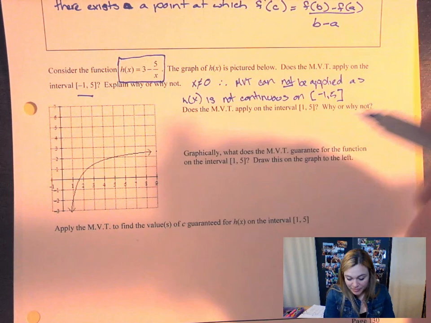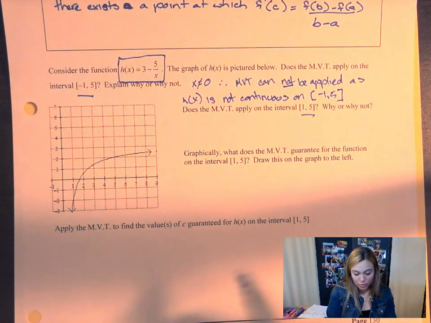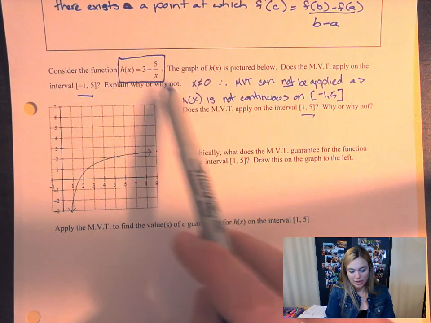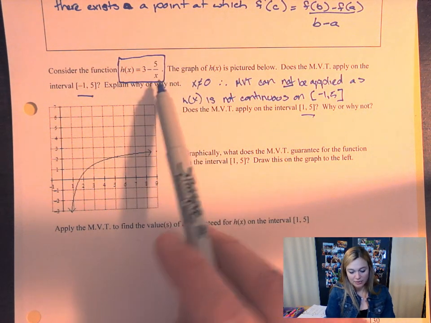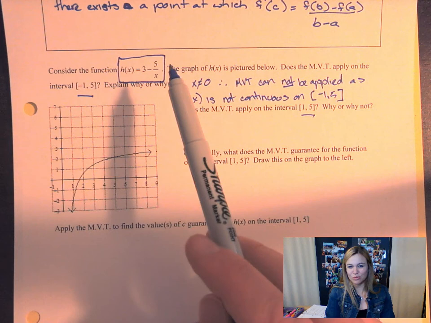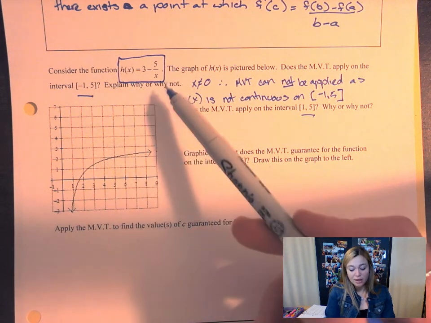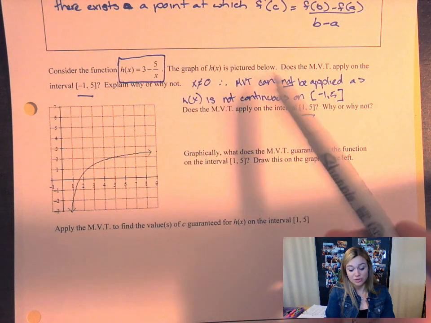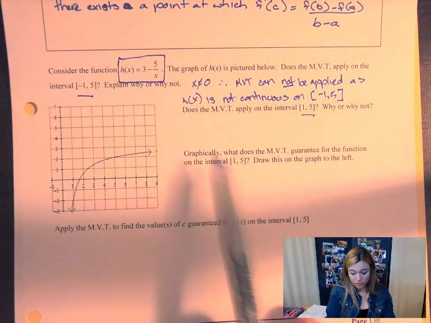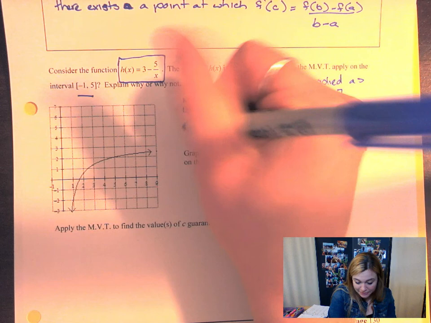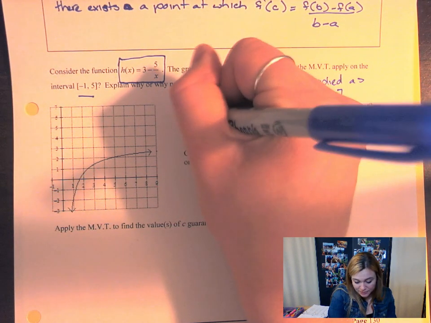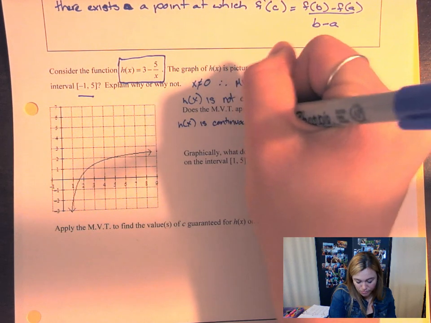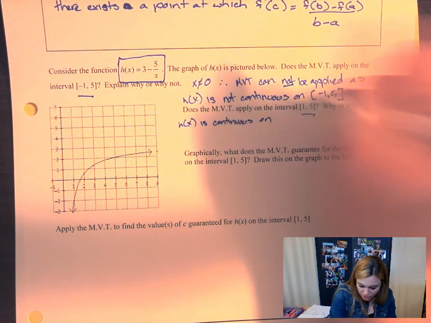Does MVT apply on the interval from 1 to 5? Well, we just said that the only place where x could not equal a number, x could not equal 0, was when it's in the denominator. I said that whole sentence weird, but I think you get it. The only place where h is not continuous was when x equaled 0. So 1 to 5, all good. So I'm going to say h of x is continuous on 1 to 5.